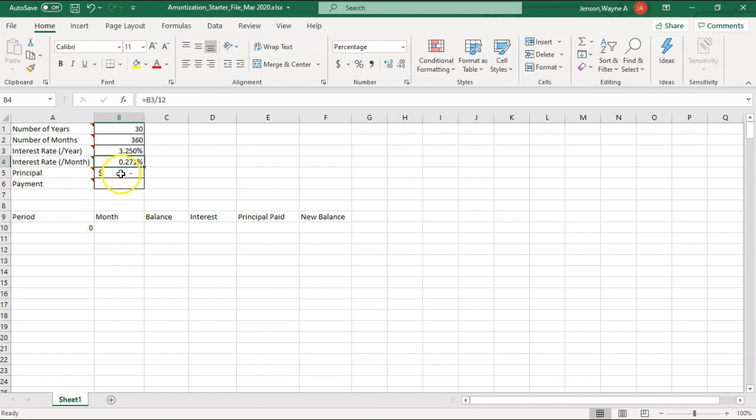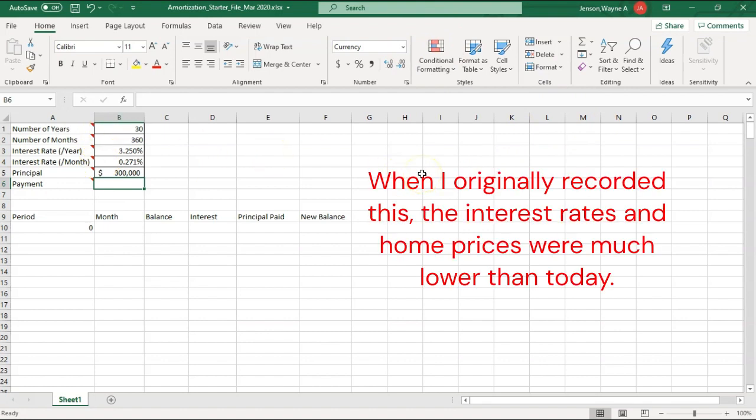And then in B5, we're going to put in the amount of money that we're going to borrow to finance our home. So I'm going to put $300,000. Most of the houses in our area now are around, that's a little bit high, but we'll just assume 300,000. It's a nice even number. And then in cell B6, we're going to use one of the Excel functions, the payment function, to create a formula that will calculate what our monthly mortgage payment is going to be.